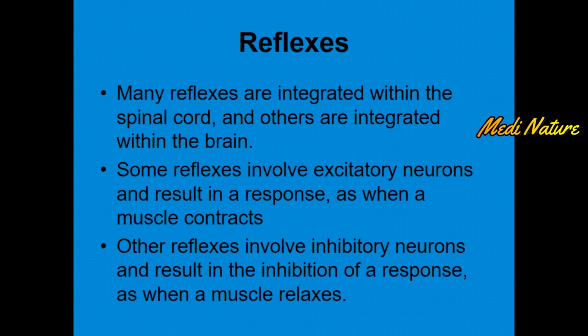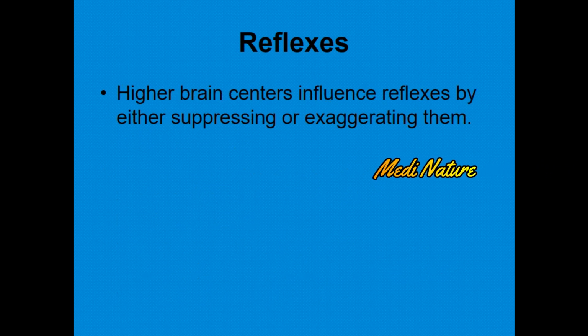Many reflexes are integrated within the spinal cord, and the others are integrated within the brain. Some reflexes involve excitatory neurons. They result in a response, for example, muscle contraction. Other reflexes involve inhibitory neurons, and they result in inhibition of a response, for example, muscle relaxation. The higher brain centers can influence the function of reflexes, that is, through suppressing them or exaggerating them.